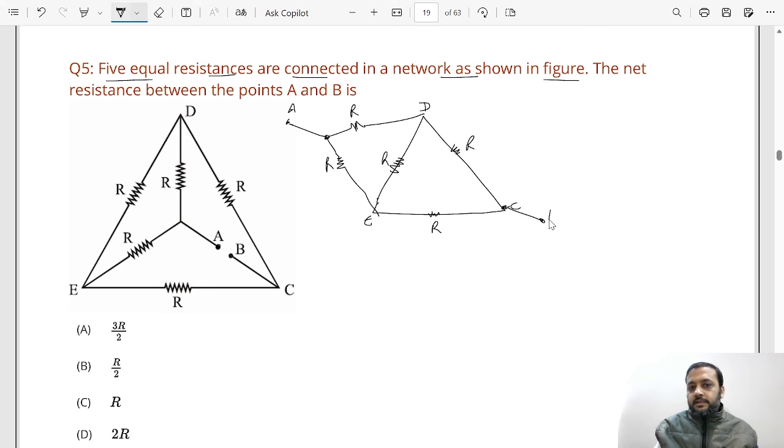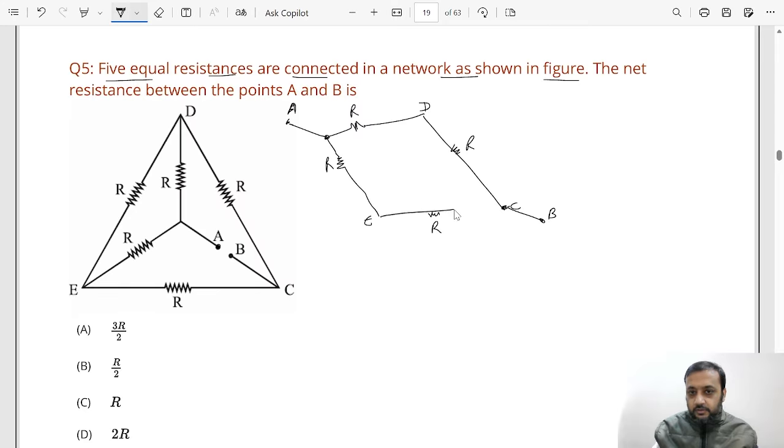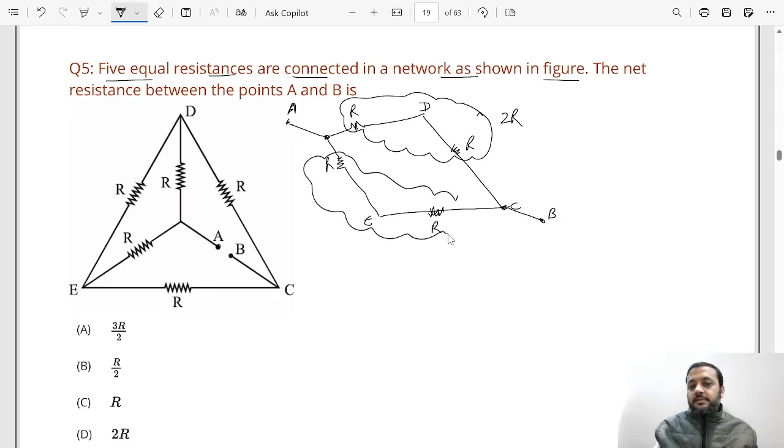Now I think this will be a eureka moment. You can see that this is a balanced Wheatstone bridge. So that means this R is useless, and if something is useless, you can remove that. I'm so sorry, this was not useless. Now you can see this R and R will be in series, so that means this will be equal to 2R, and this R and R will also be in series, and this 2R and 2R are in parallel. That means R equivalent will be again R.